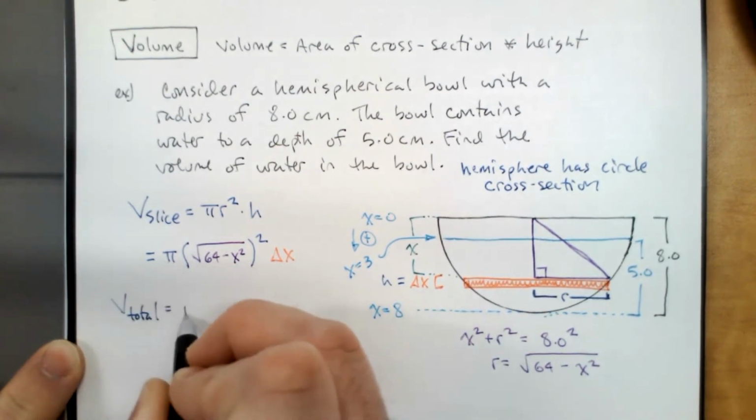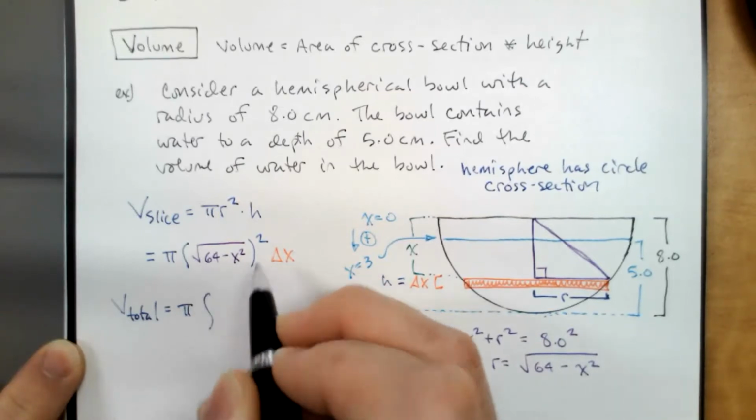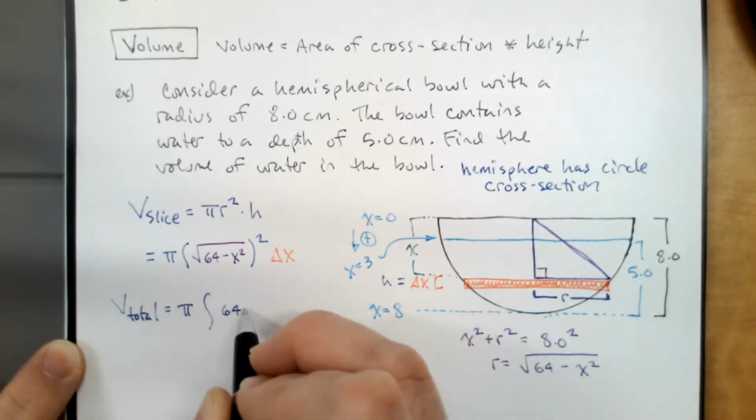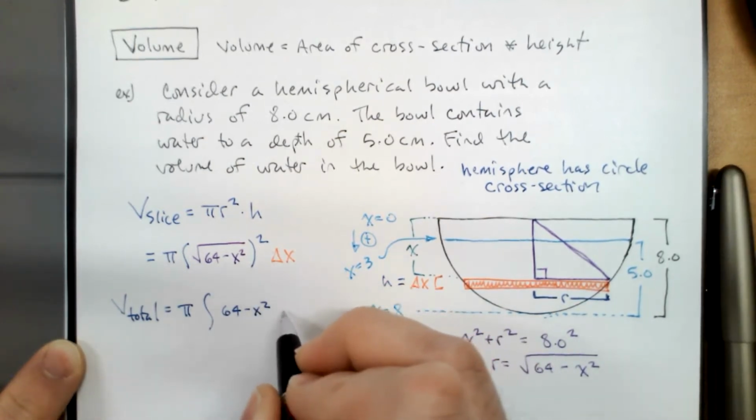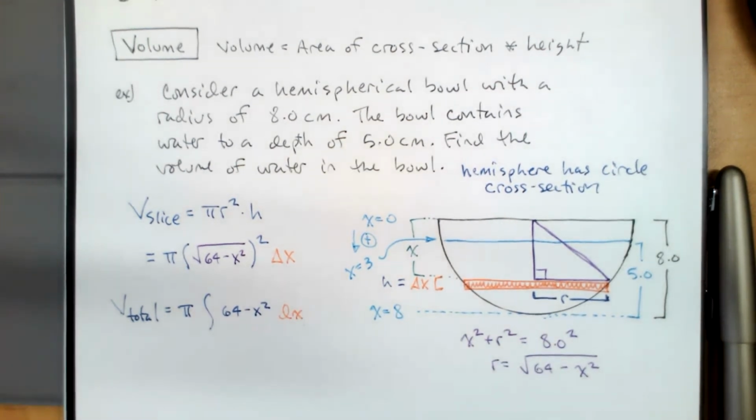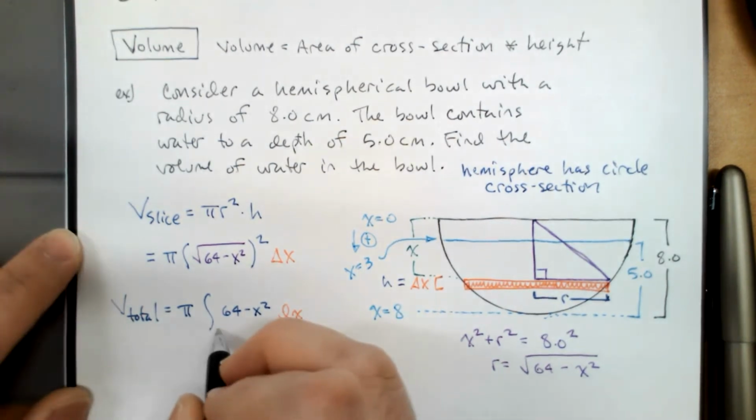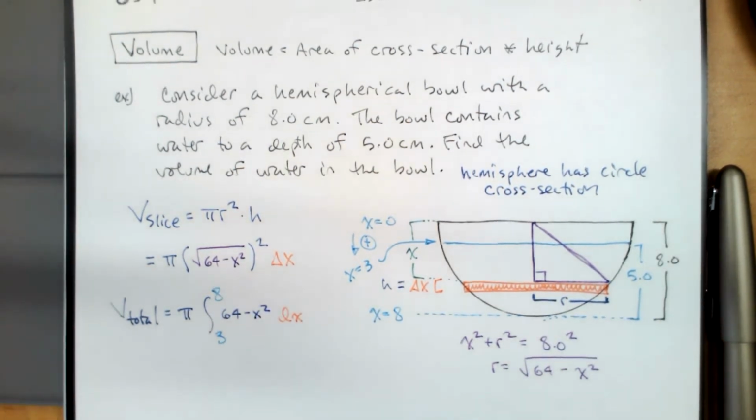I'm going to factor a pi out of the integral. And the square root of 64 minus x squared, squared, is just 64 minus x squared. My discrete delta x becomes a continuous dx. And we integrate where we have a slice of water. The water doesn't start until 3 centimeters down from the top of the bowl. So we integrate from 3 to 8.